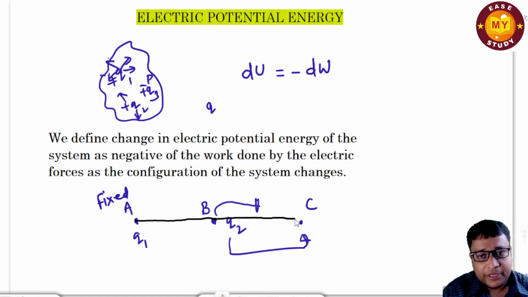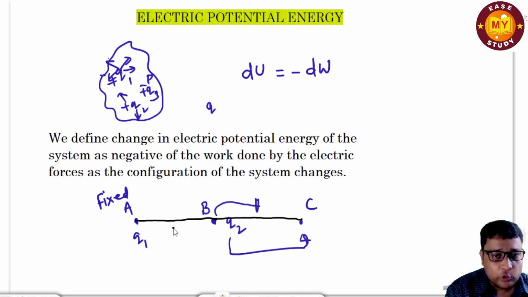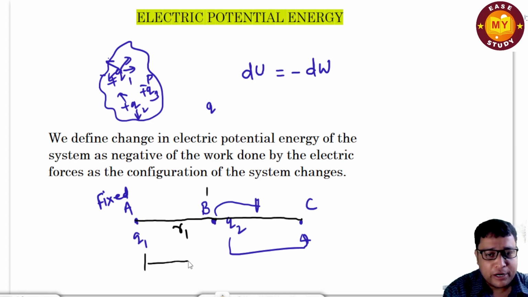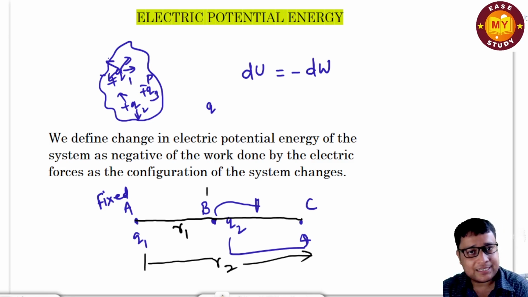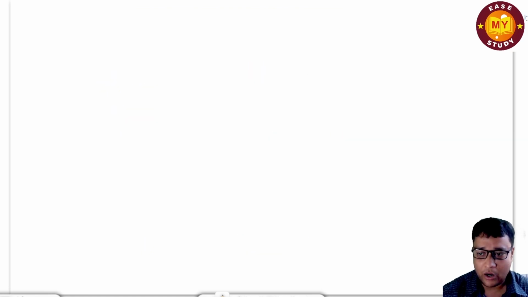And now from B to C also. So if A to B, for example, the distance is R1, and from B to C, the distance is some R2, and we are considering point charges, there is one charge at R1, and there is another distance which is R2 in this case. Fine. So there are two charges, Q1 and Q2. Now I have to find that if I move these charges from B to C, what will be the work done? So let's see in the next page how to derive that.